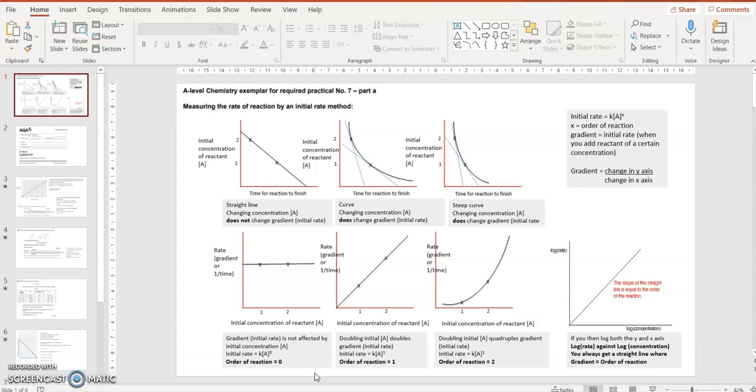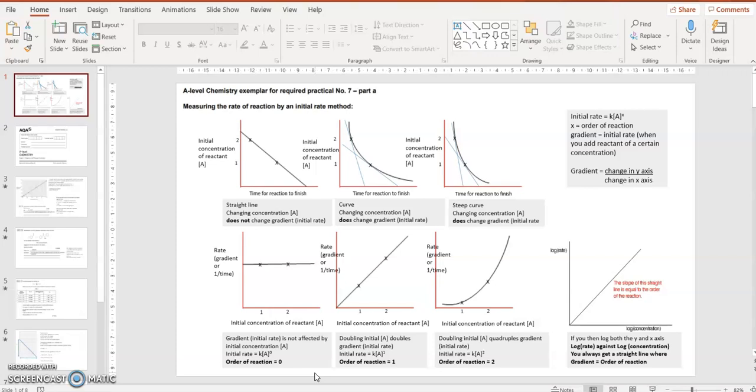Whereas if it's a very steep curve, it might be something like rate equals k, A to the power 2, because doubling the concentration of A would mean that the time is a quarter of what it was, or the gradient of the tangent would multiply by 4. It would be 4 times as fast.